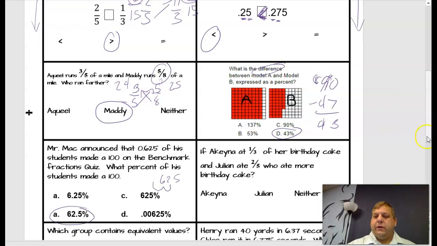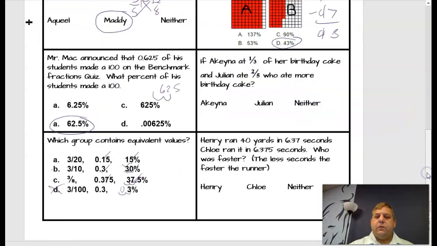Okay, let's scroll down here. Go ahead and solve this. If Akina ate 1/3 of a birthday cake and Julian ate 2/5, who ate more? We are comparing 1/3 and 2/5, so we're going to cross multiply. 6, 5. So 2/5 is larger because 6 is larger than 5. So 2/5 is larger than 1/3, so Julian ate more.